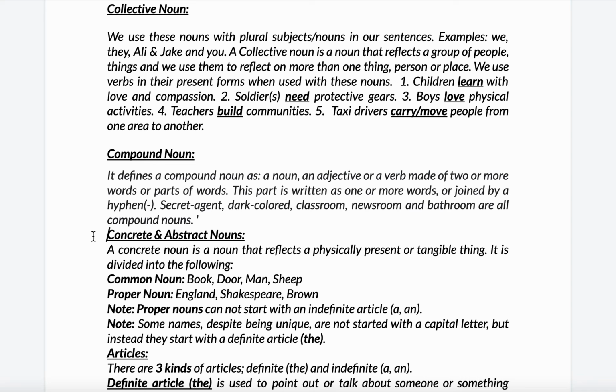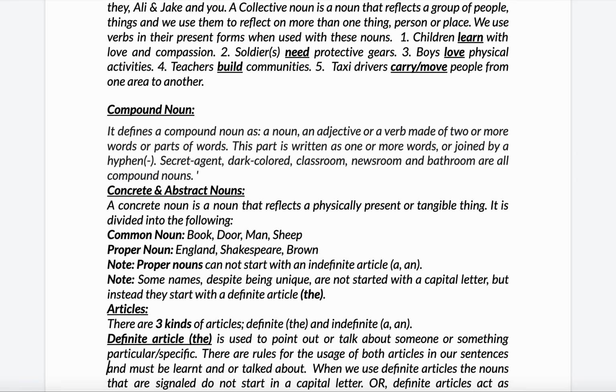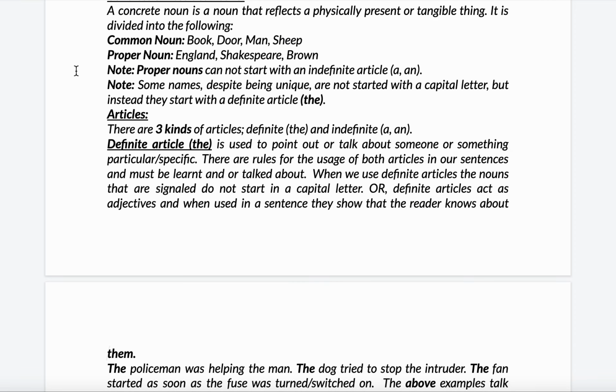So concrete and abstract nouns. So let's talk about concrete and abstract nouns. Let me just see. A concrete noun is a noun that reflects on a physically present or tangible thing. It is divided into the following: common noun, book. I think we did book, man, sheep. Proper noun, England, and these. Okay. I think we did this. Articles. We did the articles part.